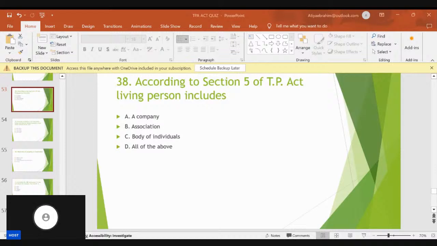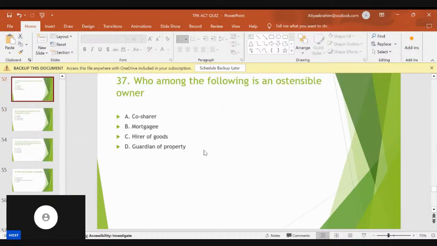Also, one thing I would like to say, that people who cannot be ostensible owner, when we are talking about this question number 37 also, आप याद रखना कि guardians cannot be ostensible owner, trustees cannot be ostensible owner, claimed specialist cannot be ostensible owner, servants cannot be ostensible owner. So the correct answer here is co-sharer. Okay.